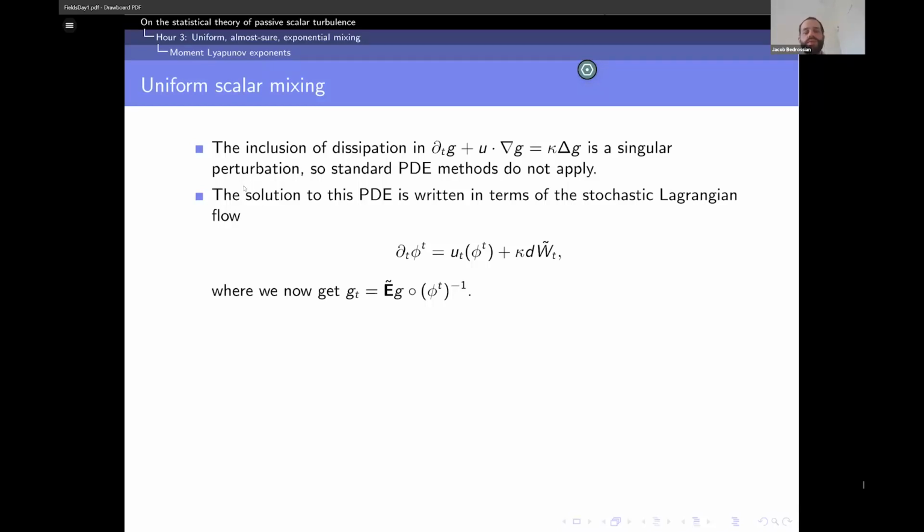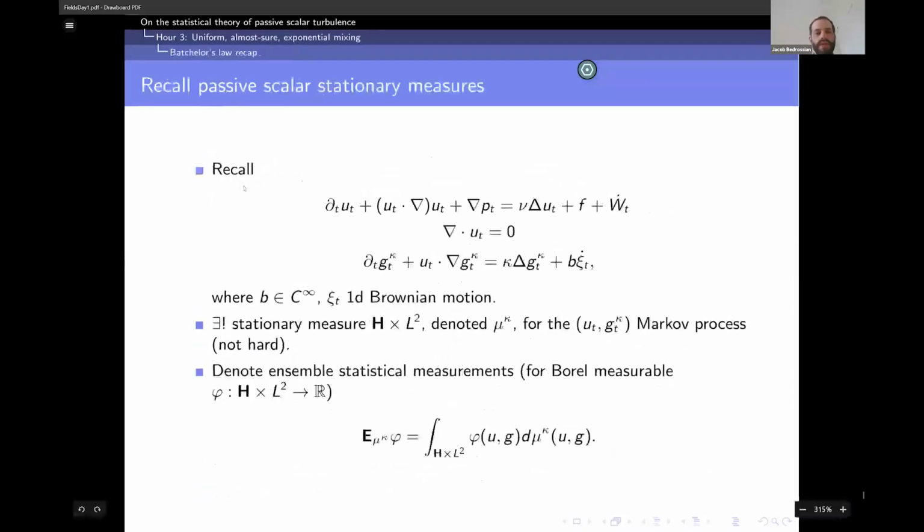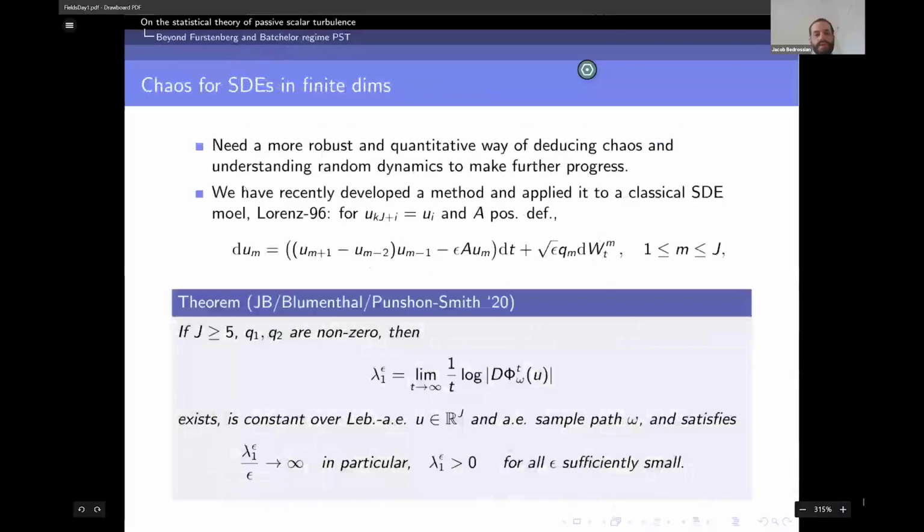I do know how to prove the theorem we want to prove, but you have to go back, we use the stochastic Lagrangian flow representation, and then we have to do the entire theorem we just proved uniformly in kappa. And that's, well, it's an extra paper. So it's some serious work to do this. And it's not as hard as the original paper, but it's still some serious work, and requires a number of new tricks. That's it. I don't have time to talk about Batchelor's law.